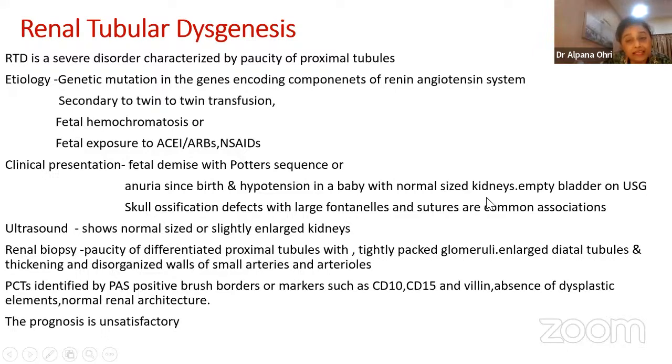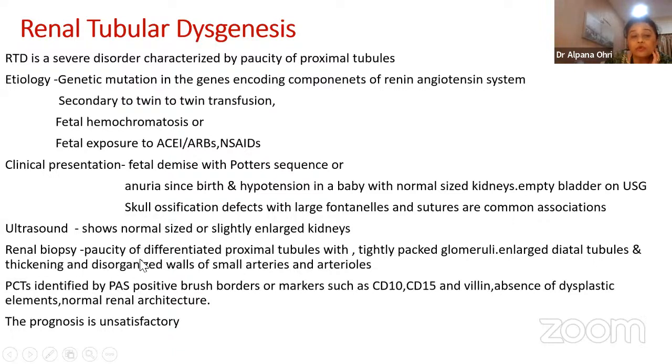And this baby's antenatal scans showed normal sized kidneys, but empty bladder on sonography. Very often, such children on examination have skull ossification defects with large fontanelle and sutures. And when postnatal sonography is done, again, the kidneys either are normal sized or slightly enlarged in size.